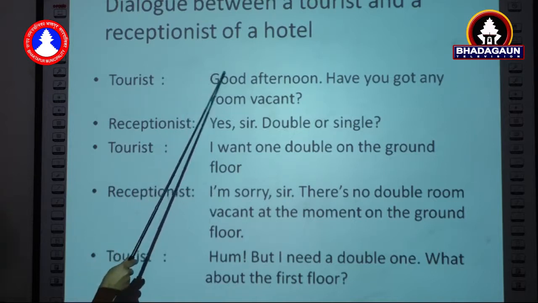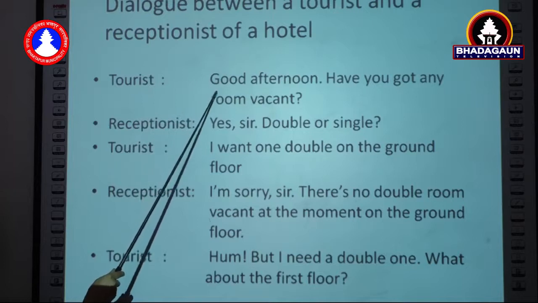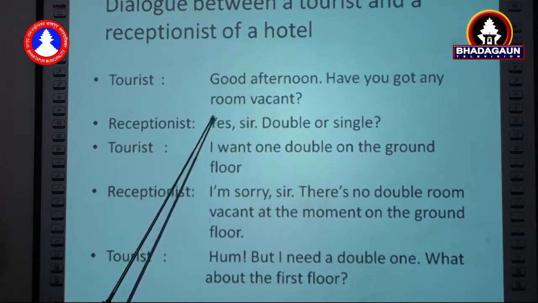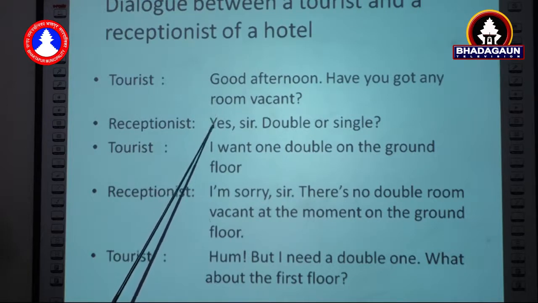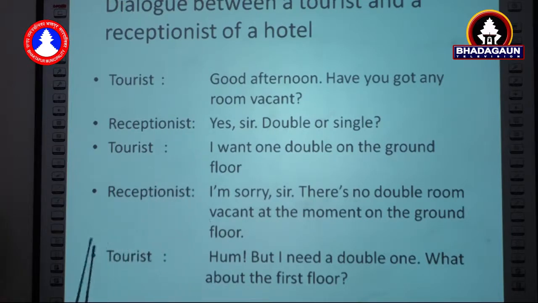dialogue. Whenever you write the dialogue, there must be alignment. For example, whatever the tourist said, good afternoon, have you got any room vacant? And when I started with this receptionist line, I started at the same position, the same place where I had started the dialogue of the tourist. So this is called the layout and format, which is very important to focus on.